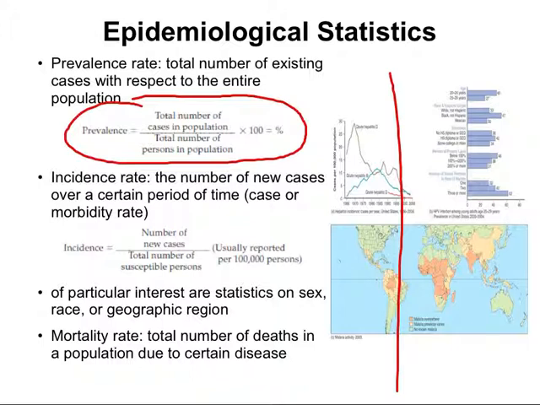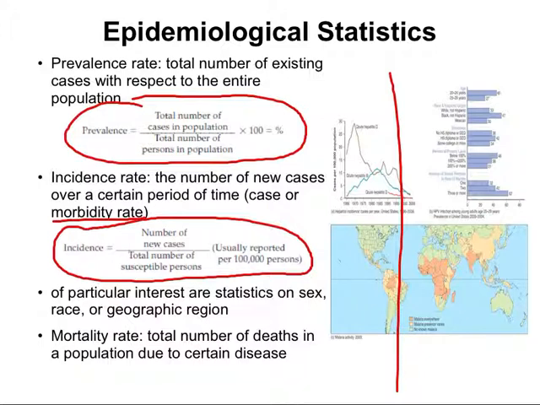So this is the case rate or the morbidity rate. And again, an equation that would be used to calculate the morbidity rate. The only difference here is it's over time as opposed to a snapshot. Of particular interest to the CDC are statistics on sex, race, and geographic region. Epidemiologists are also interested in mortality rate. Mortality rate is the total number of deaths in a population due to the certain disease, whereas morbidity rate is the number of new cases over a certain period of time. Those are two terms to keep separate.